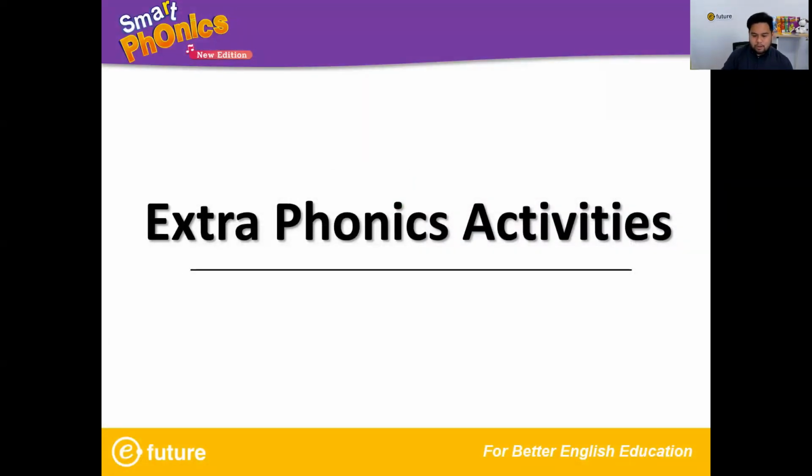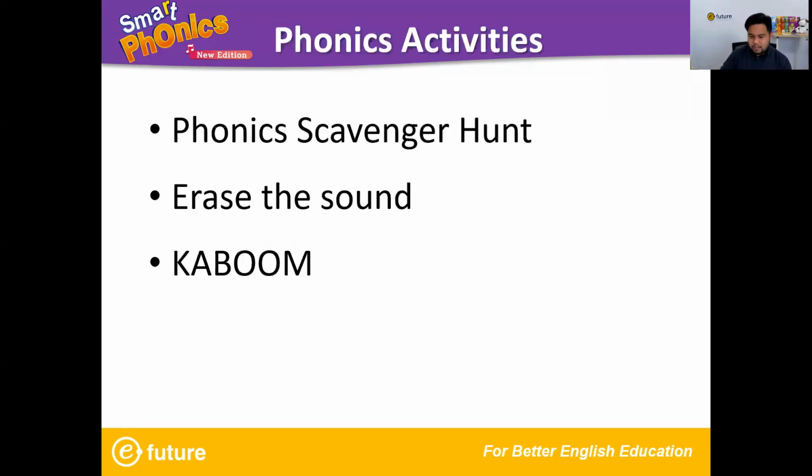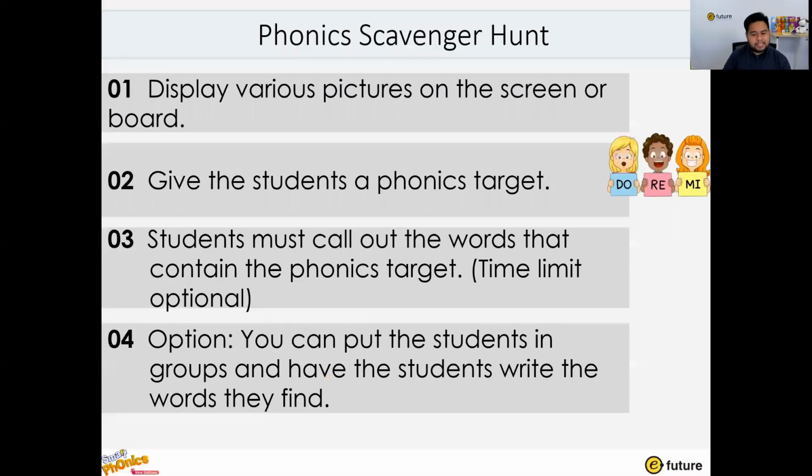All right. And then some extra phonics activities that can go within fluency or awareness, or even warm-up activities. Okay, so I have 3 little extra activities here for you guys. Right, so we have a phonics scavenger hunt. You can either use your ebook, or you can show any kind of picture on the screen to your students. This is similar to an I Spy game that someone mentioned earlier.